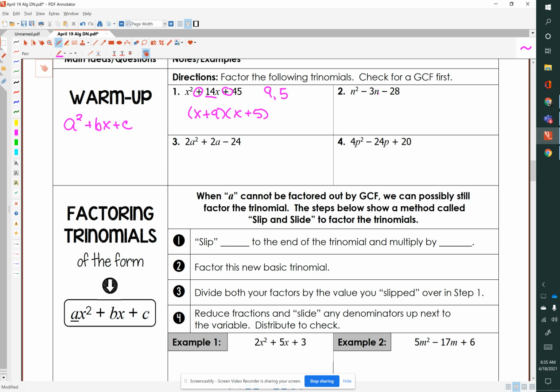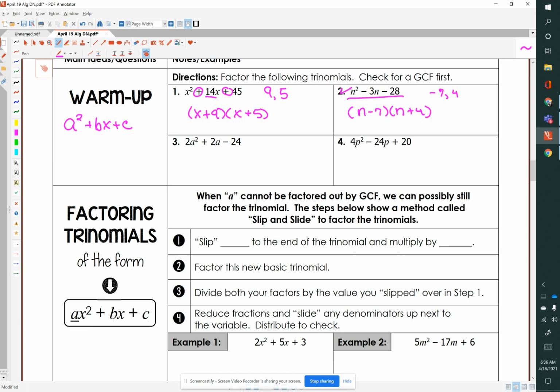So n squared minus 3n minus 28, we want two numbers that add to negative 3 and multiply to negative 28. So if we had a negative 7 and a positive 4, that would add to negative 3 and multiply to negative 28. So n minus 7 times n plus 4 factors to this trinomial. And if we FOIL these terms, first, outer, inner, last, we will get back to our original trinomial.